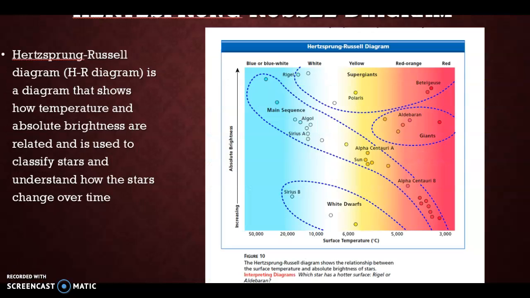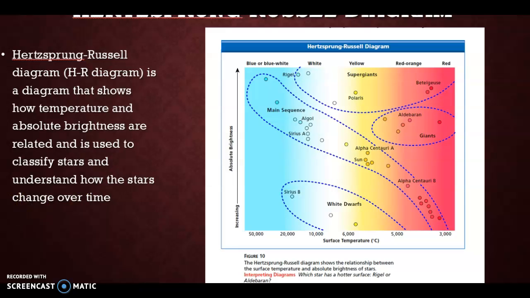Okay, so this is the last little part of this section. It's called the Hertzsprung-Russell diagram. A couple different scientists worked on this one. One of them was in Denmark, one was in the United States, and they worked independently of each other, but basically came up with the same diagram. This shows how temperature and brightness are related to each other, and again it's used to classify stars.